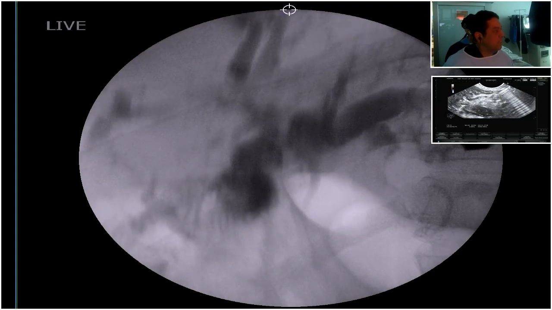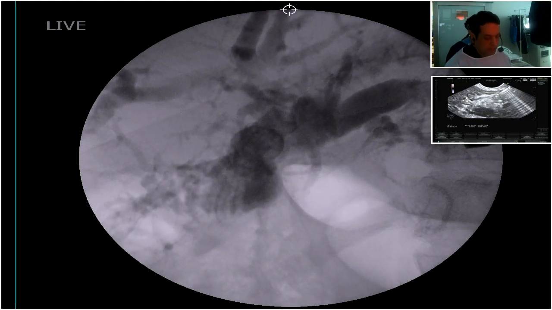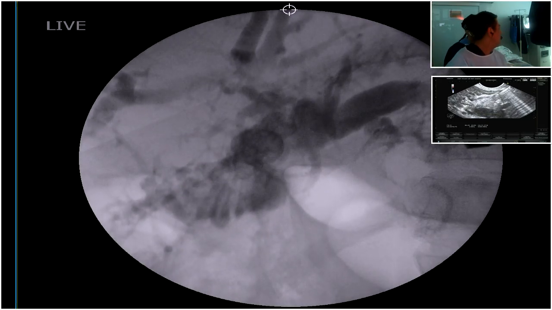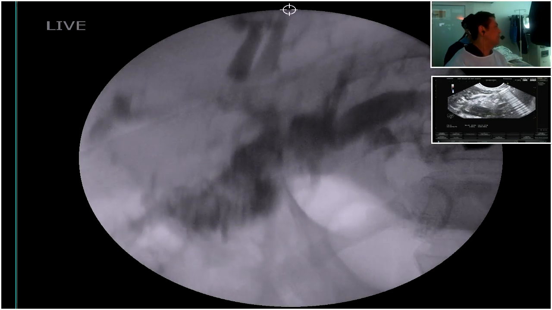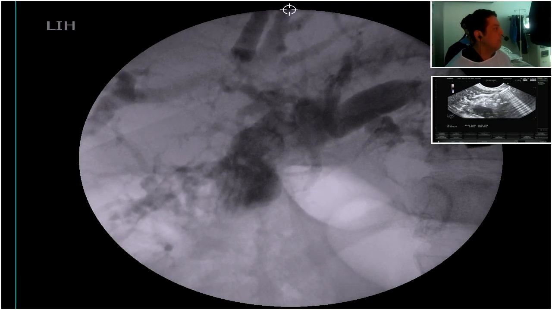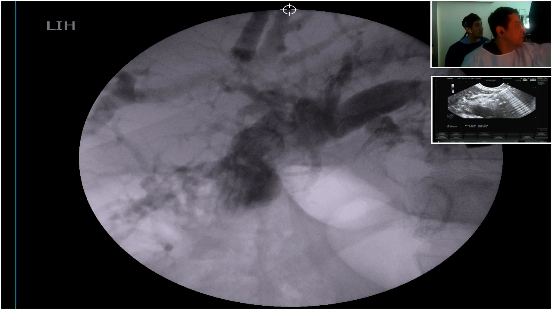You can see there is a big disease of the biliary tract. It's very irregular. You can see. So the only clue for thinking that there are some stones is here, just in the middle. But I believe it's more than the stones.